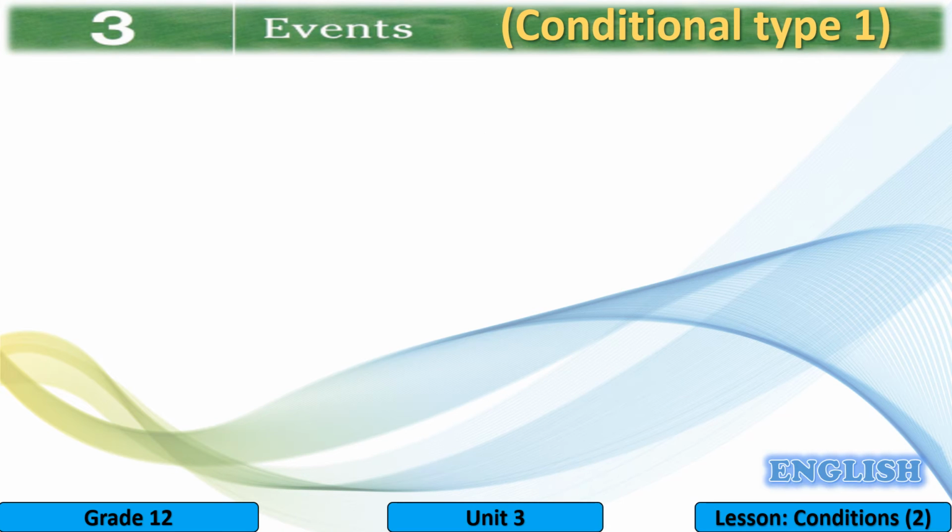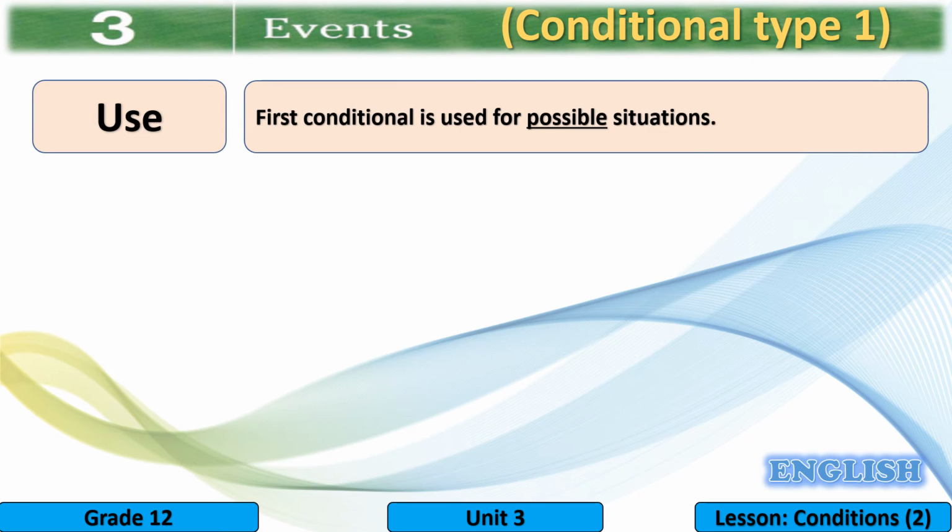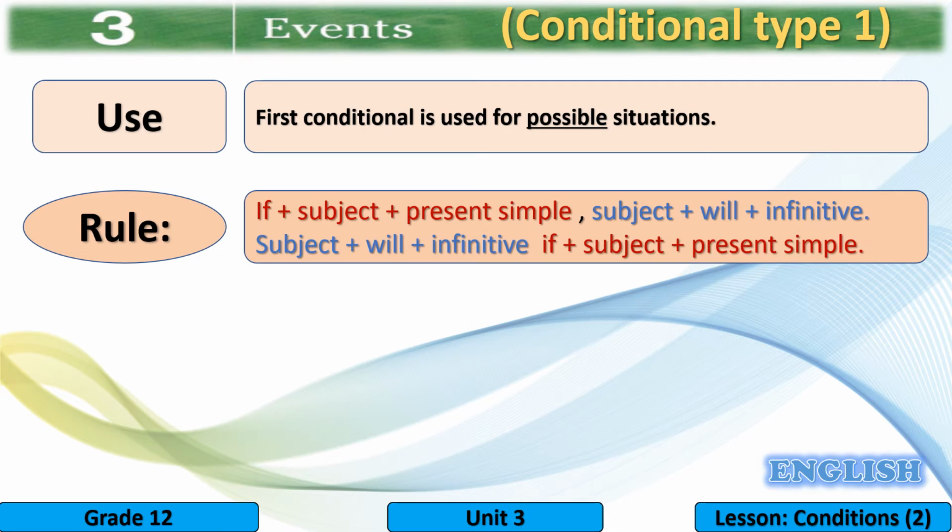Dear students, let's begin now by talking about conditional sentences type 1. This type is used for possible situations. Now, to form a sentence in conditional type 1, we need two clauses. The first one, which includes the word if, is called the if clause, and it should include if plus subject plus present simple. Then on the other side, we need the main clause, which includes subject plus will plus infinitive.